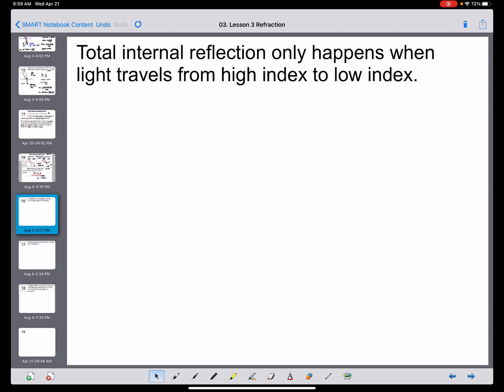Okay, so I've mentioned this already. Total internal reflection only happens when light moves from high index to low index. You can play around with that simulation and just go from low to high and see what happens at all the different angles. You'll notice that internal reflection never actually happens in that case.